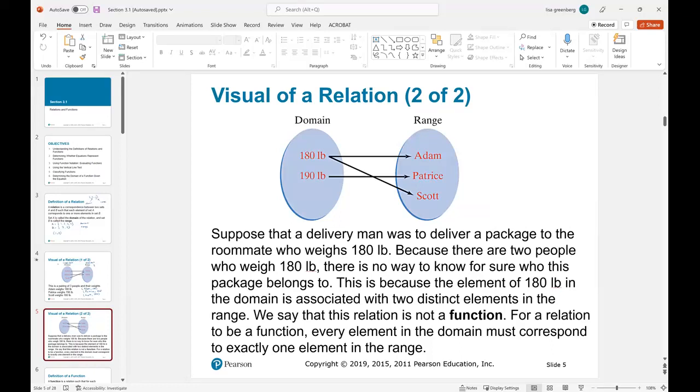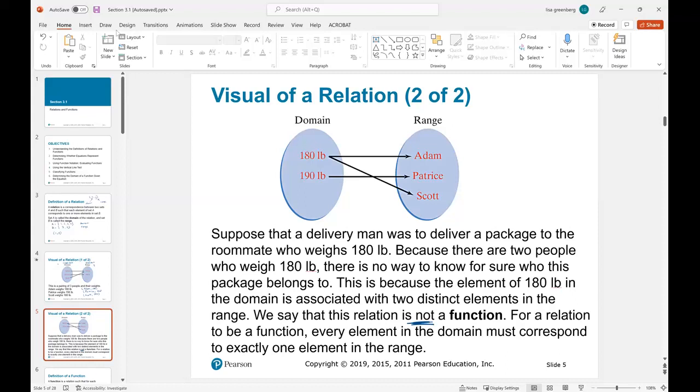So suppose that a delivery man was to deliver a package to the roommate who weighs 180 pounds. Well, because there are two people who weigh 180 pounds, I don't really know who I'm supposed to give it to. Am I supposed to give it to Adam or Scott? Because both of them, as you can see, weigh 180 pounds. So this is because the element of 180 pounds is associated with two distinct elements in the range. And we say that this relation is not a function. And I'm going to explain, I think, in a better way, what makes a relation a function.